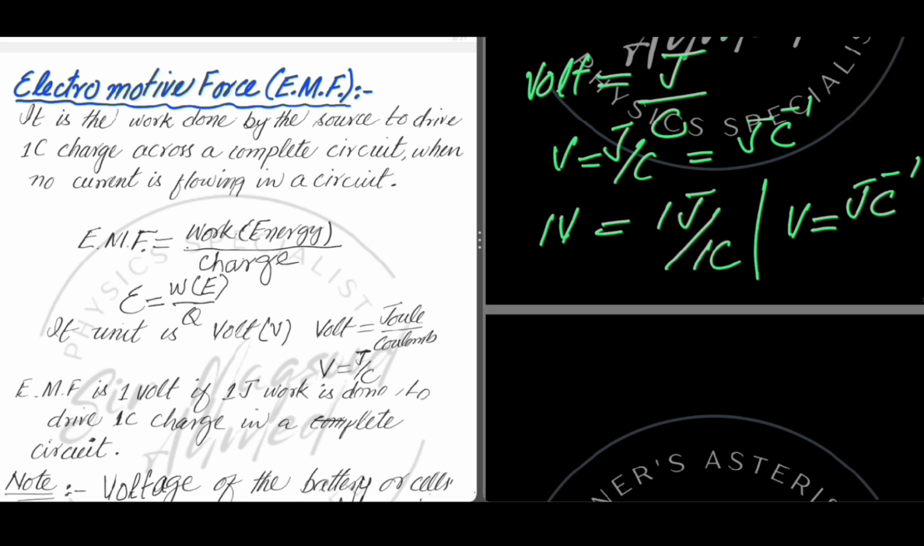Let's suppose we have a battery of E.M.F 12 volt. 12 volt means 12 joule work has to be done by the source or battery to move or drive 1 coulomb charge in a complete circuit. How much energy or work is done to drive 1 coulomb charge is equal to volt.